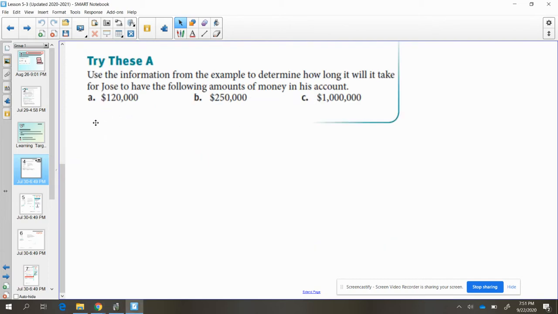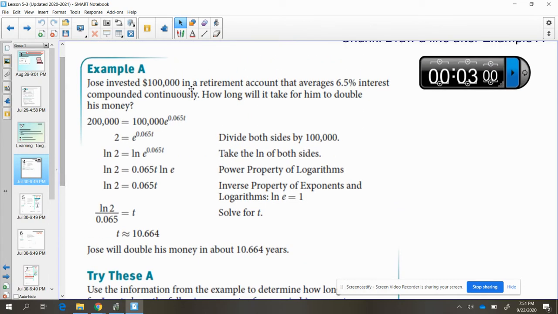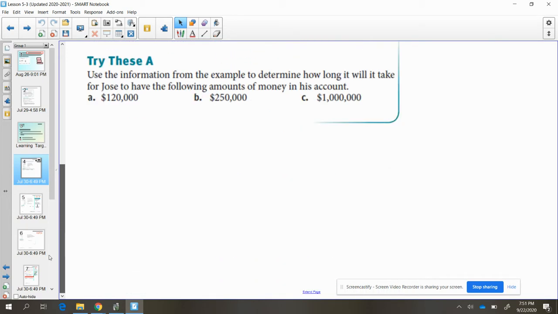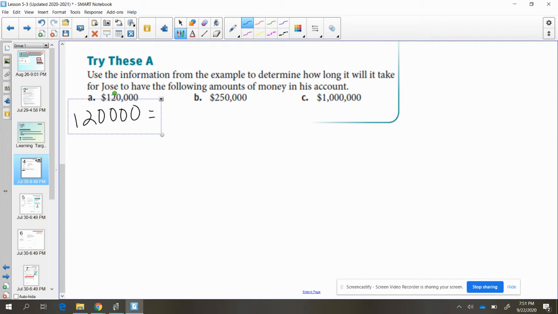So let's start with 120,000. So if we are looking still with the same amount of money that Jose invested initially, and the account compounding continuously, our setup is going to be really similar to what it was up above, where the 120,000 is what we're trying to reach, and that's going to equal our initial investment of 100,000, compounding continuously, e to the r, which was 0.065, 6.5%, t.